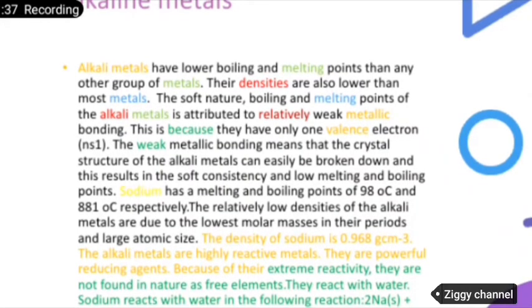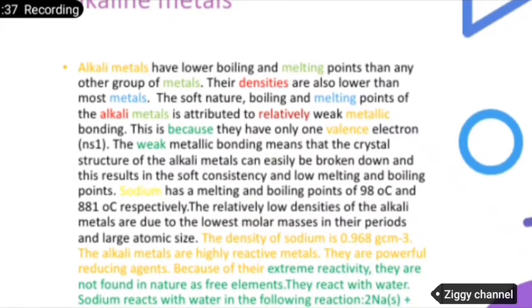Sodium has a melting point and boiling point of 98 °C and 881 °C respectively. The relatively low densities of the alkali metals are due to the lowest molar masses in their periods and large atomic size. The density of sodium is 0.968 g/cm3. The alkali metals are highly reactive metals. They are powerful reducing agents.